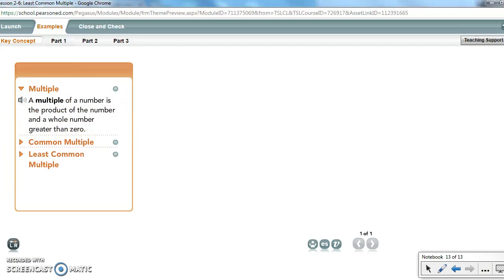A multiple of a number is the product of the number and a whole number greater than 0. To list the multiples of 2, find 2 times 1, 2 times 2, 2 times 3, etc.